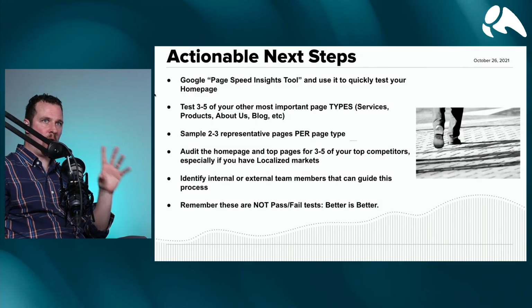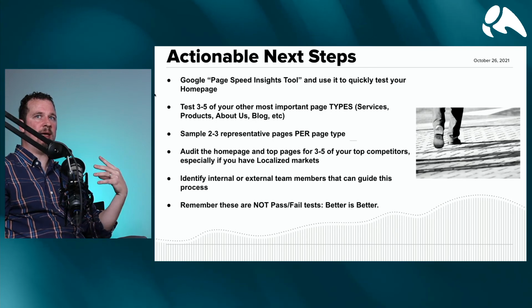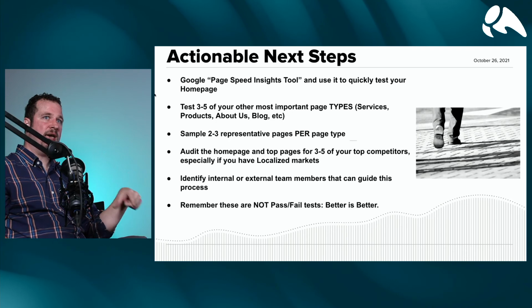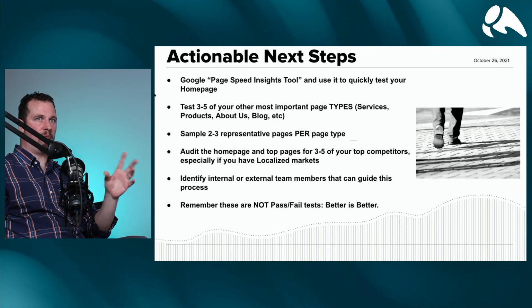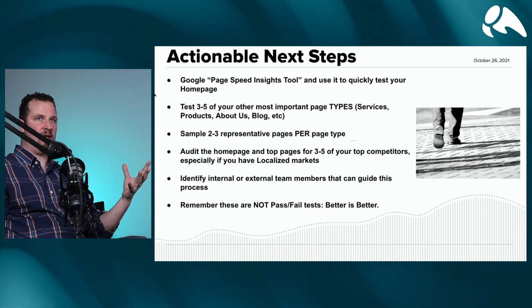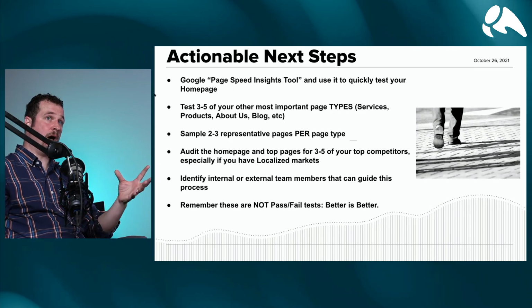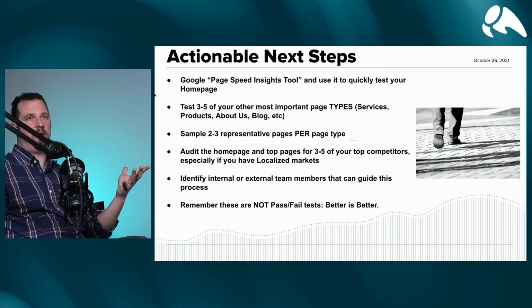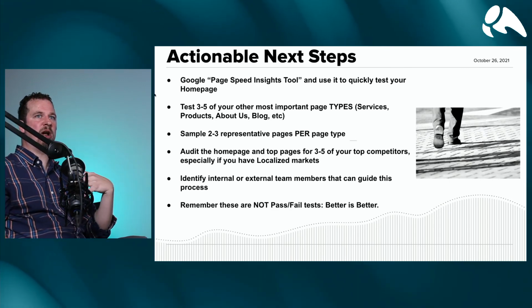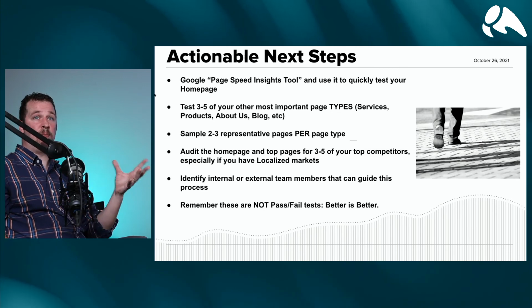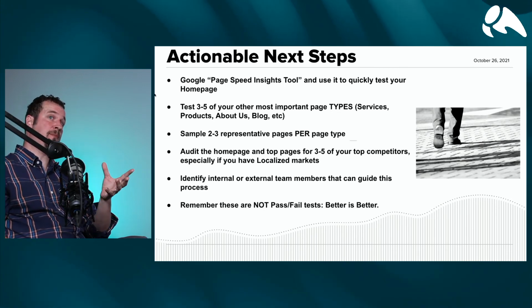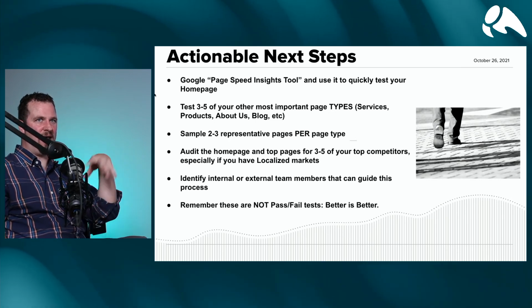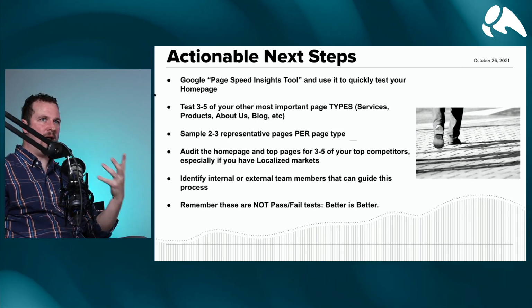But I would say for your homework, especially if you want to participate in the roundtables, is Google that PageSpeed Insights tool and use it quickly to test your homepage. And then I want you to find 3 to 5 of your other most important page types. Maybe it's your services or your products. It could be your About Us. Maybe your blog does particularly well on generating leads. You know better than anyone what drives meaningful traffic to your website. So grab those, sample 2 or 3 representative pages per page type if you can. Again, because you will see some slight variation. So the more you can audit and representatively sample, the better an idea you're going to get.